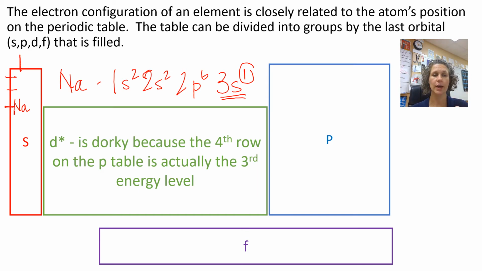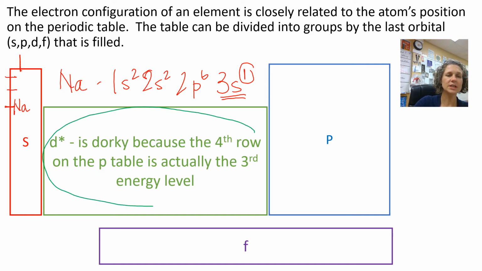This is cool. The only flaw, I guess, in this whole process is this middle section, down here where I say D is for dorky. D is dorky because you have to take into account that the 4th row on the periodic table would be the 3rd, like you would end it with a 3D something. Okay, so again, it's minor. It's really pretty cool that it works that way.